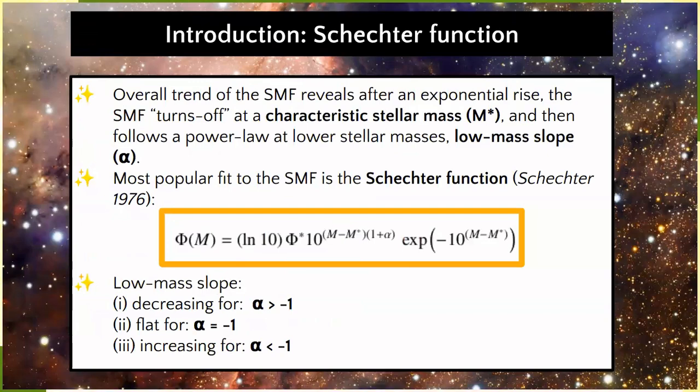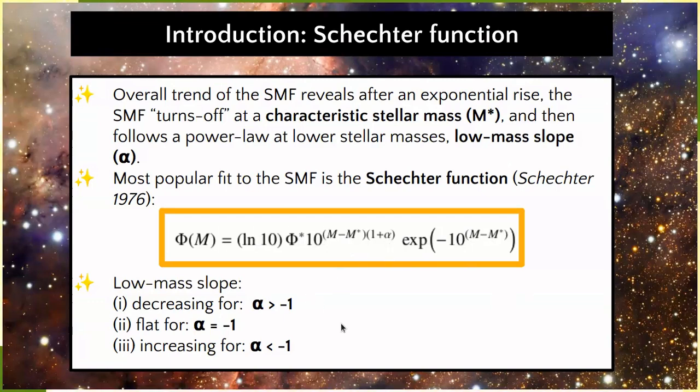So analogous to the luminosity function, the overall signature of the SMF reveals that after an exponential rise, the SMF turns off at a characteristic stellar mass, m star, which is called the knee of the function, and then follows a power law at lower stellar masses known as the low mass slope, or alpha. Now, the most popular fit to the SMF is the Schechter function, which was proposed by Schechter in 1976, which is given by the following equation, where phi star is a normalization parameter, m star is a characteristic stellar mass, and alpha is the low mass slope.